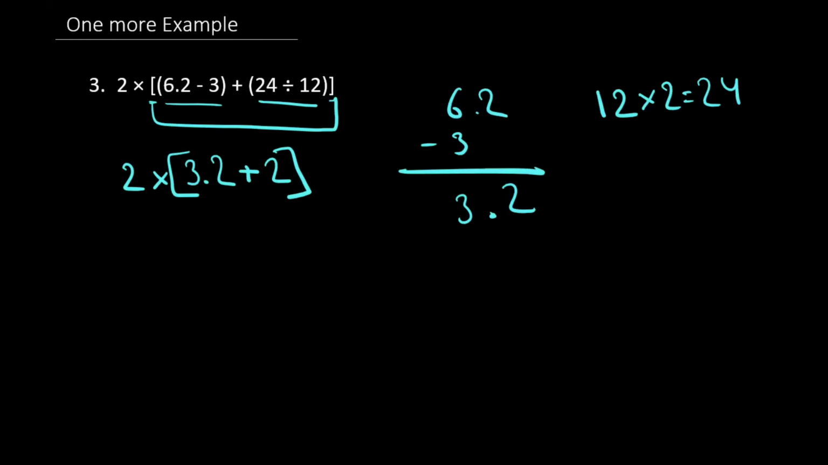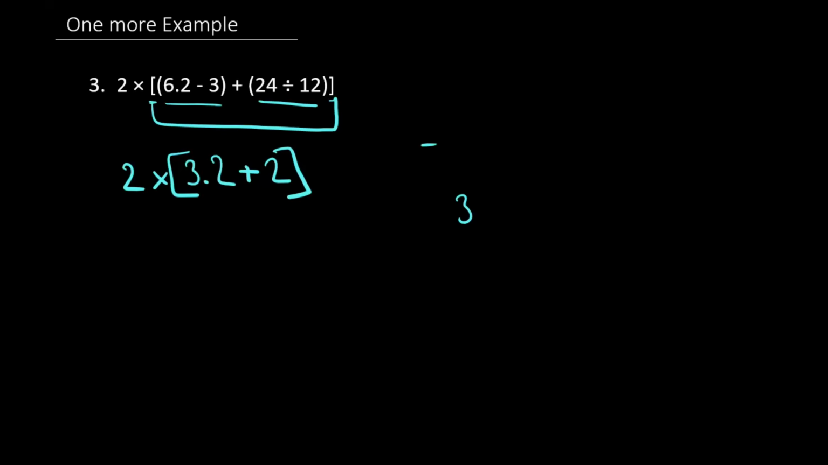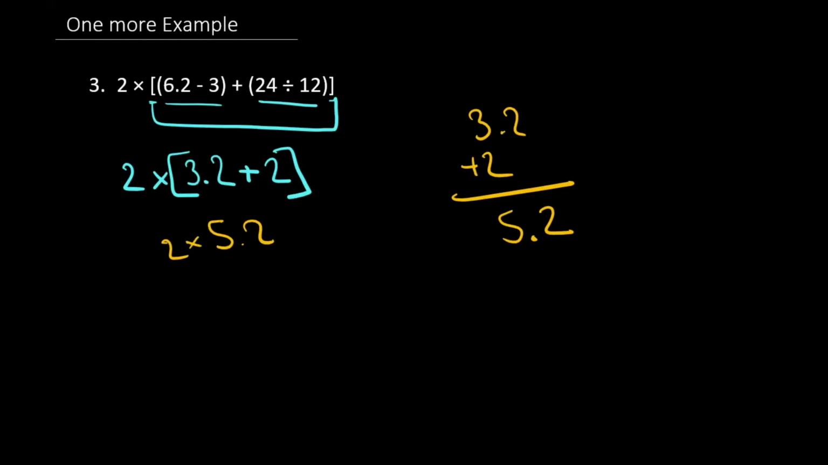Okay, now what we do is we do the equation inside the brackets. So we would have to do 3.2 plus 2. Well, 2 plus nothing is 2, and 3 plus 2 is 5. And then we have to put the decimal point here. We'll have 5.2, 2 times 5.2.